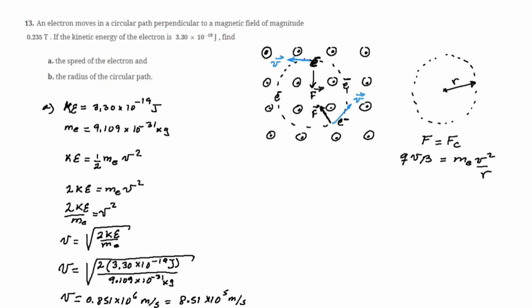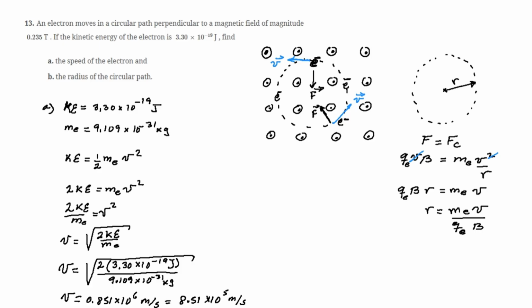We are going to simplify this speed with one of the speeds over here, and then we can solve for the radius. We get that the charge of the electron times the field times the radius is equal to the mass of the electron times the speed. So the radius will be the mass of the electron times the speed over the charge of the electron times the field. Remember that we work with an electron here.